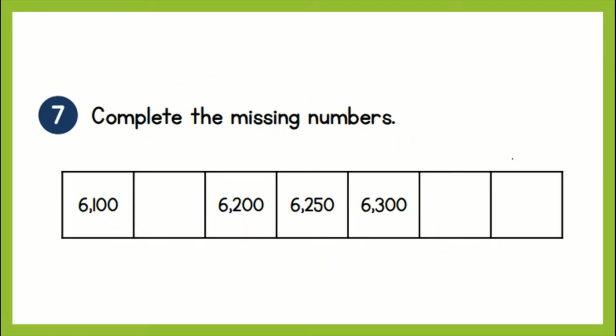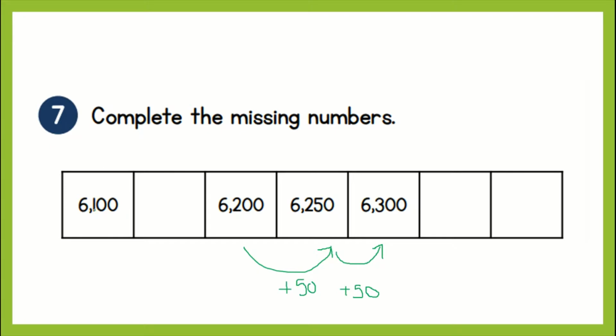Question 7. Complete the missing numbers. First of all, you've got to work out what it's going up by each time. Here we've got a missing number, so we don't know what it's going up by. But here we can see that we've added 50. And here we can also see that it's added 50. So we can generally say that every time it's going up by 50.